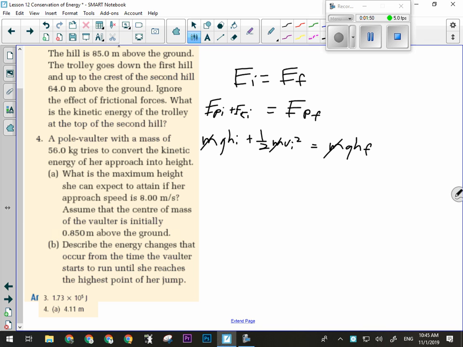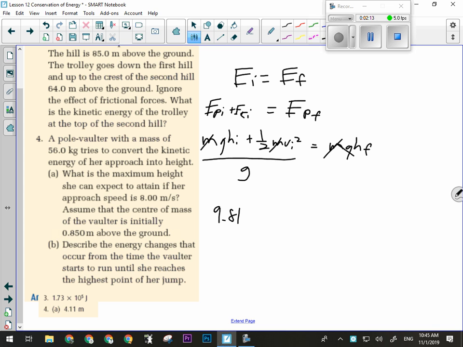If they asked me what's her final potential energy, I would have to leave mass in there. But in this case, because I'm looking for either a height or a speed, those are only dependent on the acceleration due to gravity, which affects all masses equally. So I can take it out. I want to find h final, so what do I have to do with g? Divide it over. That's going to get me h final.